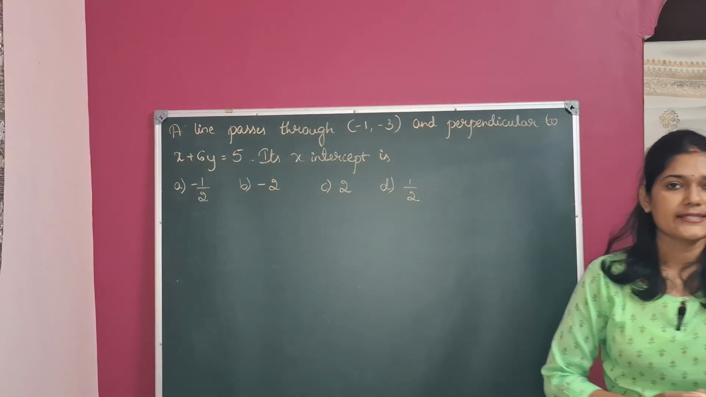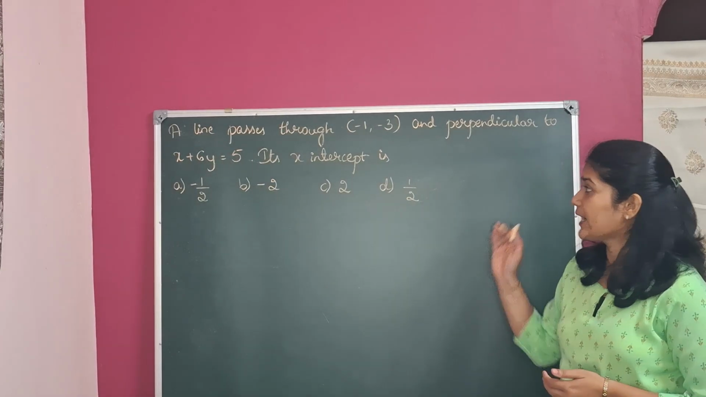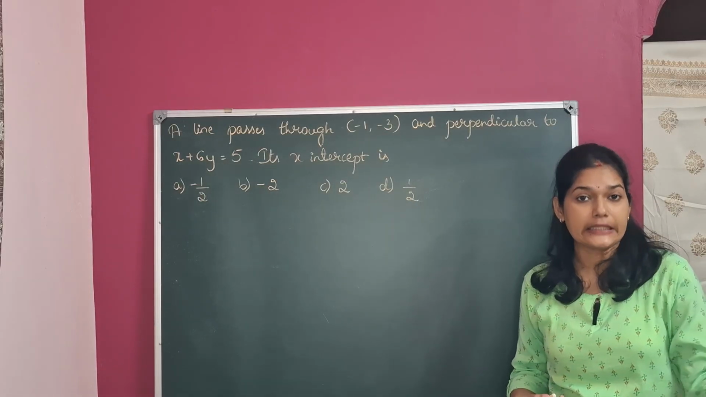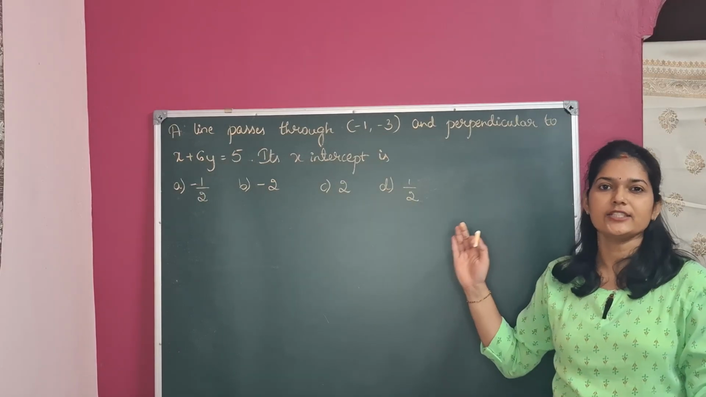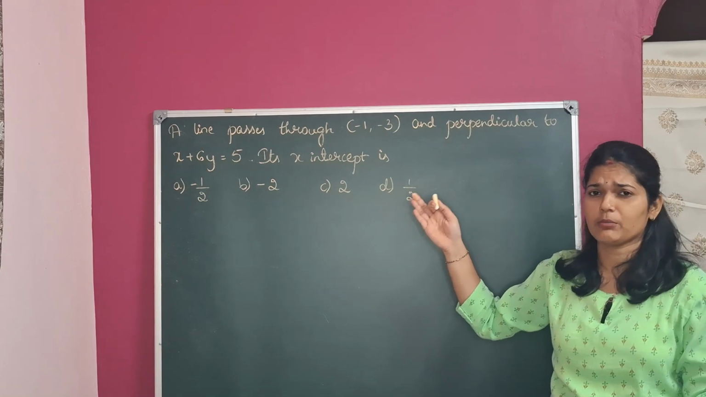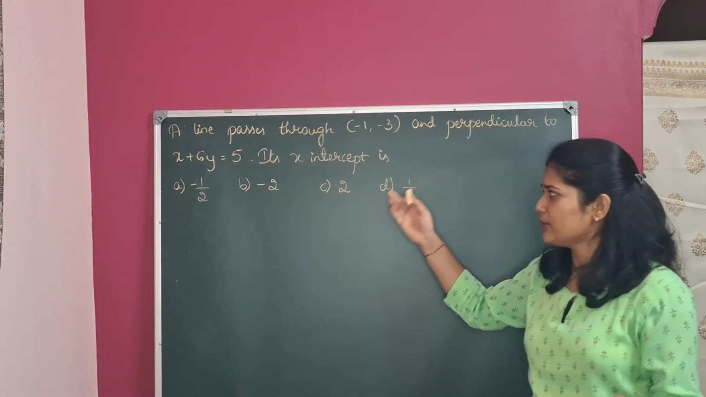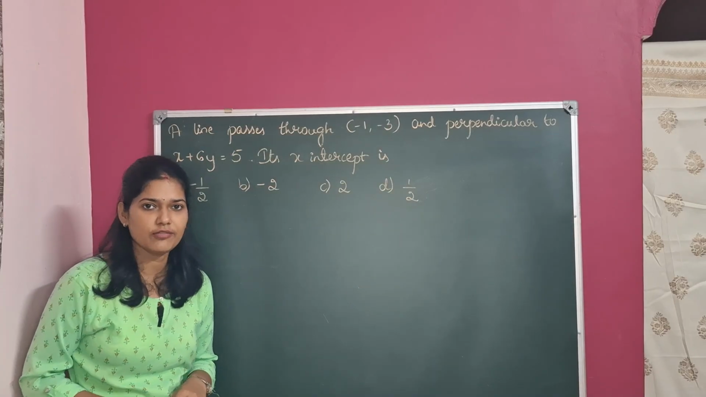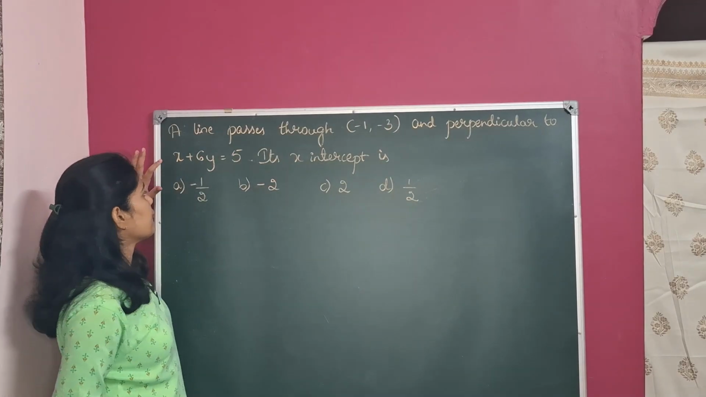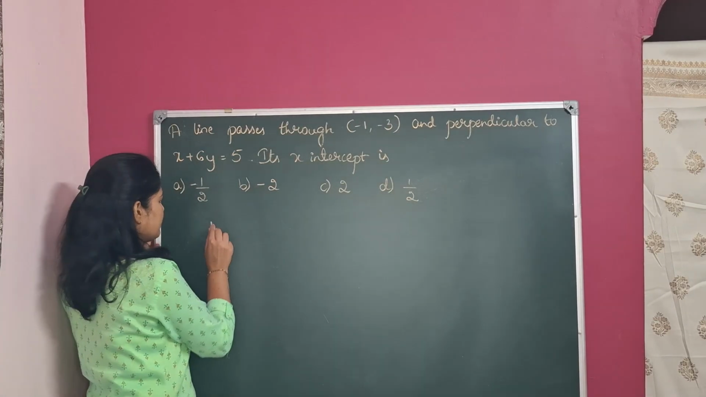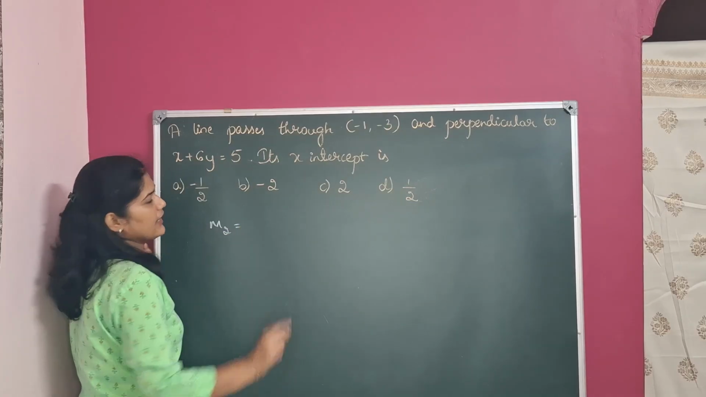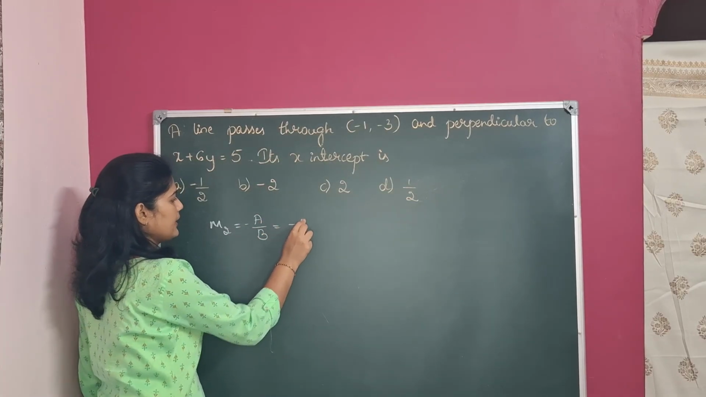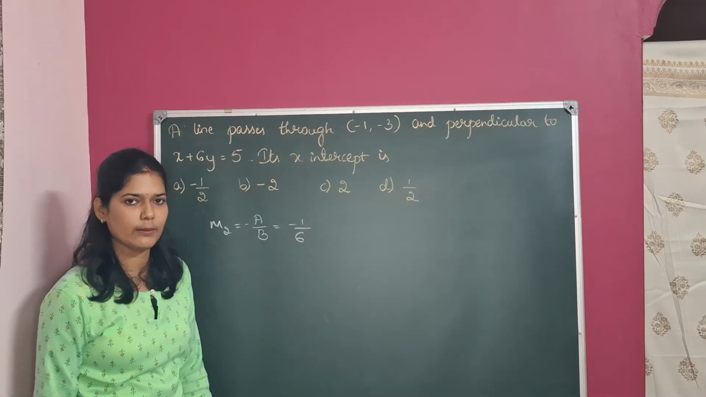The line is passing through the point minus 1, 3 and it is perpendicular to the line. There we had the three-dimensional space problem. This is a 2D problem, which is a first year problem related to straight lines. To find the x-intercept, first we have to find the equation of line. For that, we find the slope of this second line by the formula minus a by b. So it will be minus 1 by 6.